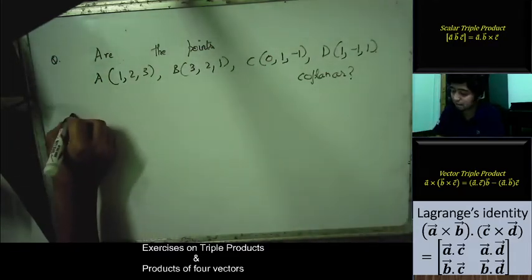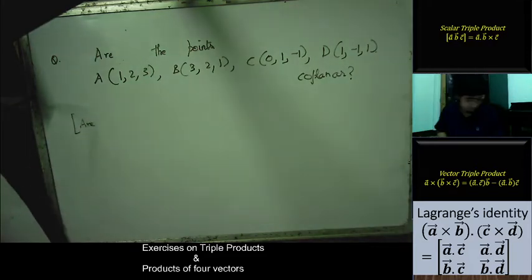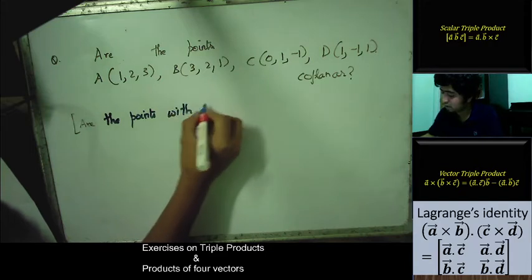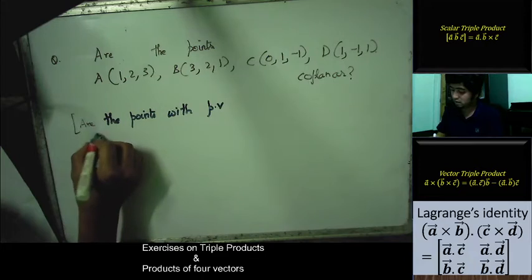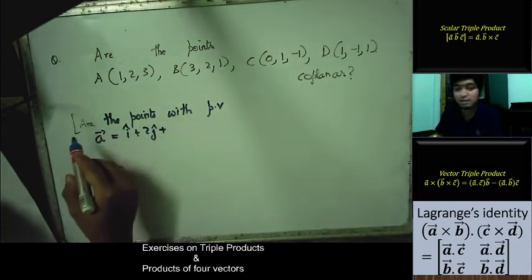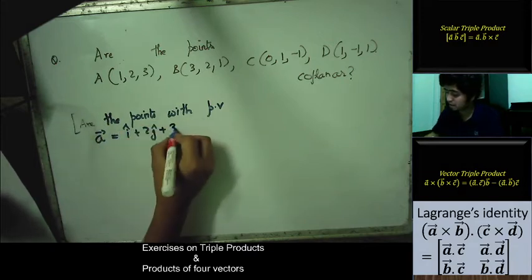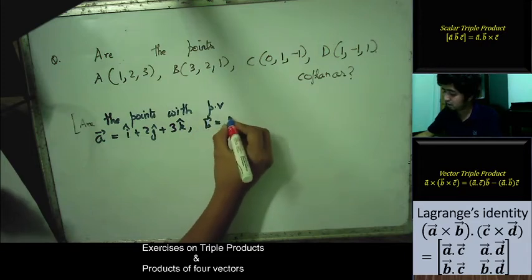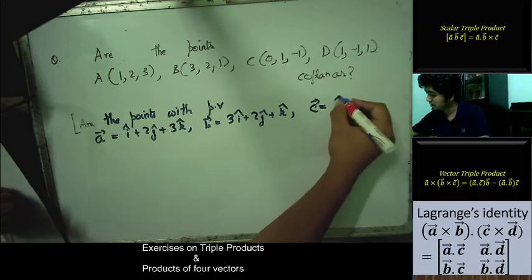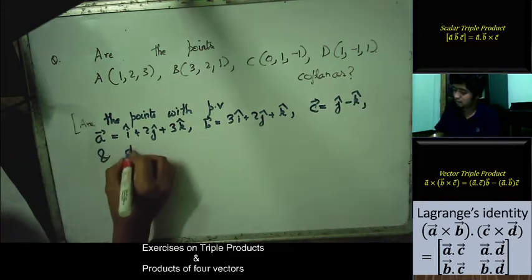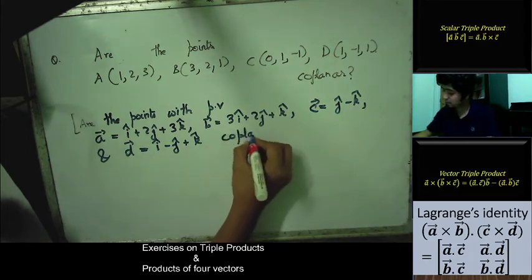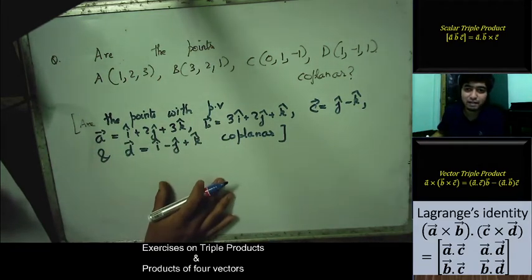But take note again, over here we are having 4 points. Sometimes this question is written in this way: are the points with position vector A bar equal i plus 2j plus 3k, B equal 3i plus 2j plus k, C equal j minus k, and D equal i minus j plus k coplanar? So instead of 1 2 3, they are writing in this way because they are now vectors.